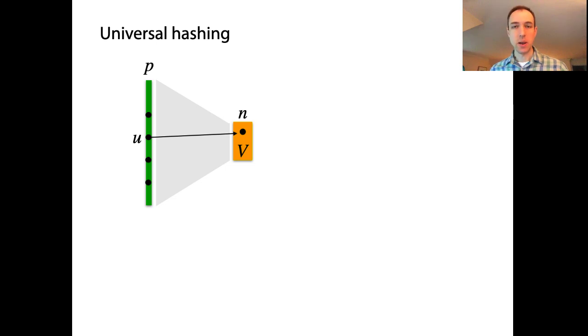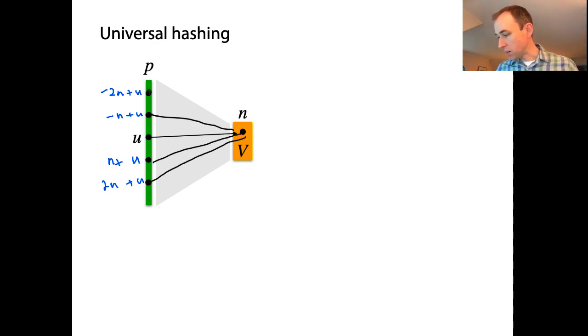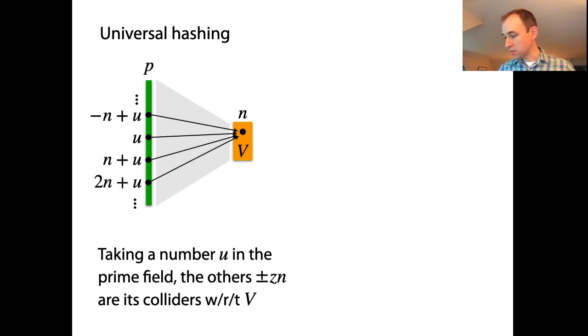And this is easy, right? Because the operation that's taking us from here to here is simply mod n. So it's u, basically, plus or minus a multiple of n. So let's call this n plus u, and 2n plus u, and minus n plus u, and minus 2n plus u. Those are the ones that are all going to collide here on the same point. So taking a number u in the prime field, the other numbers in the prime field that will collide with it mod n are plus or minus the multiples of n.